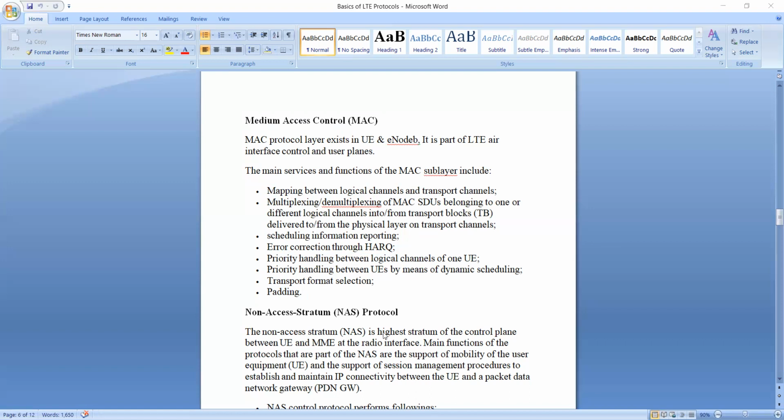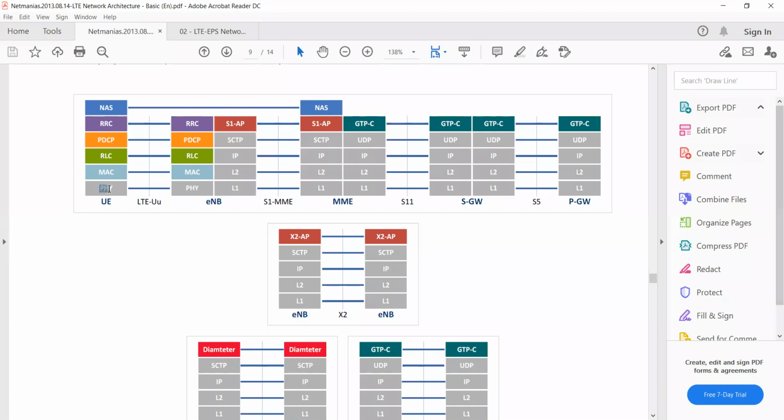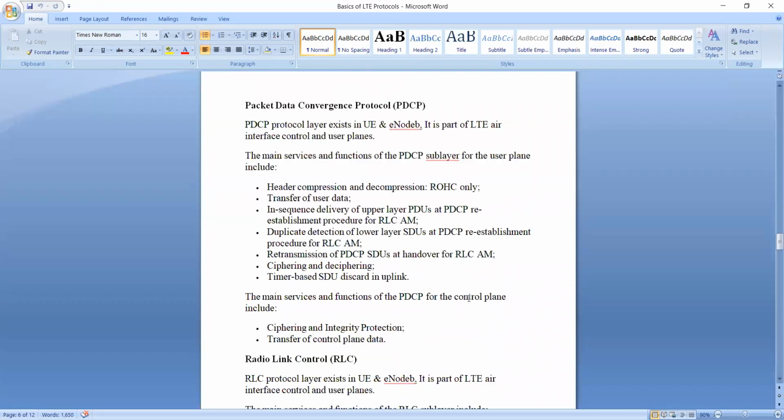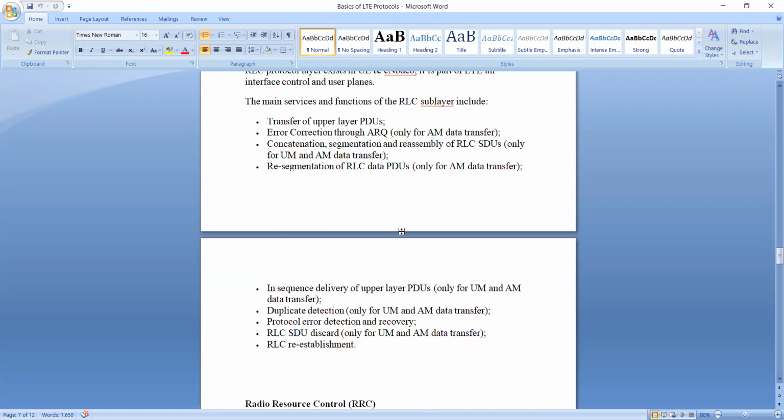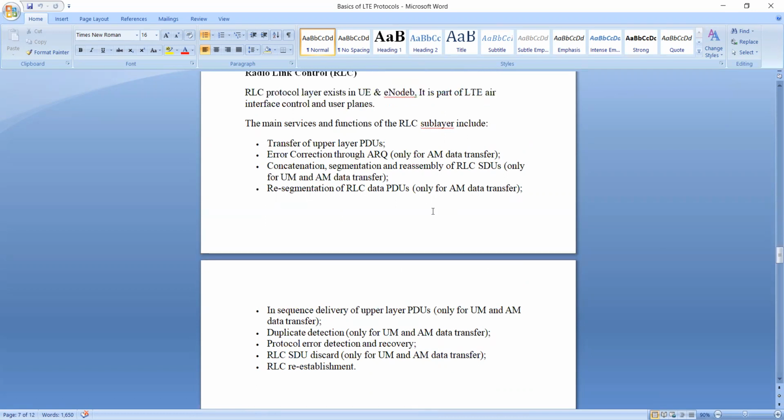Written the MAC layer responsibilities. Okay, so we have seen the physical layer responsibilities and MAC layer responsibilities. Then comes the RLC layer. RLC is the radio link control. There is nothing much about the RLC layer. It has 3 modes actually, AM, UM and TM. AM means acknowledged mode, UM means unacknowledged mode, TM means transparent mode. So it works based upon these three modes.